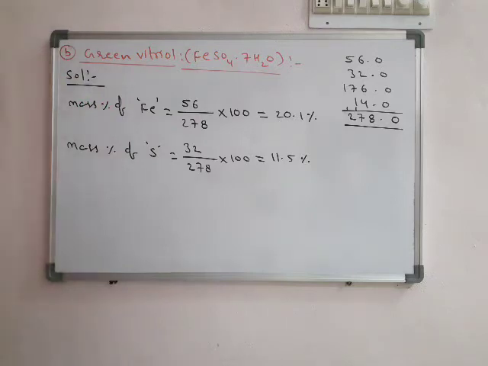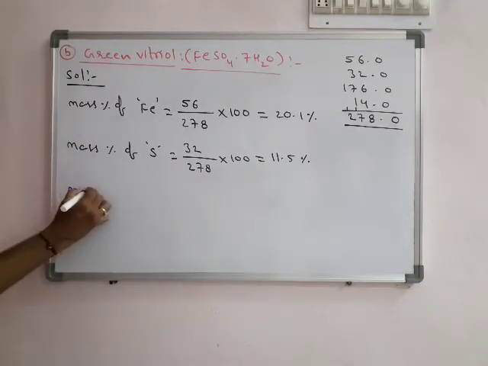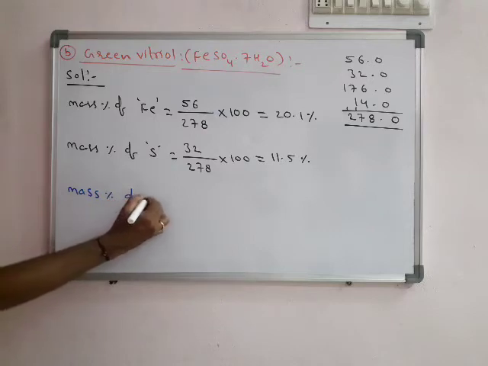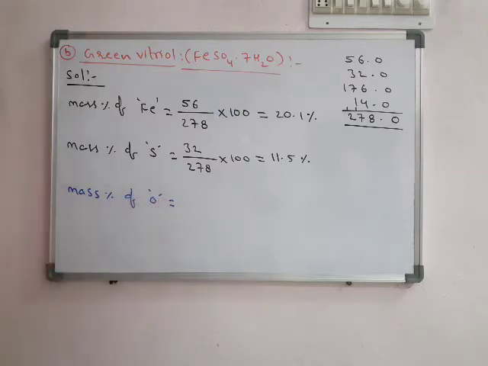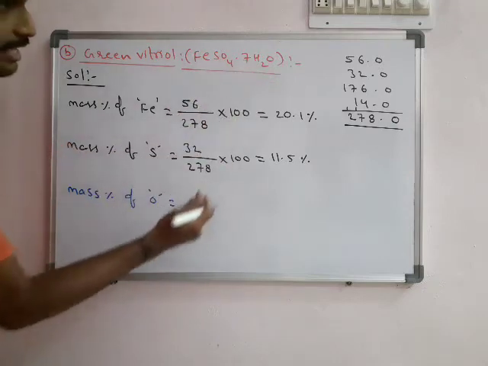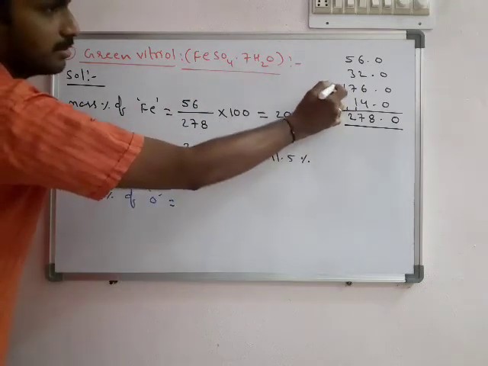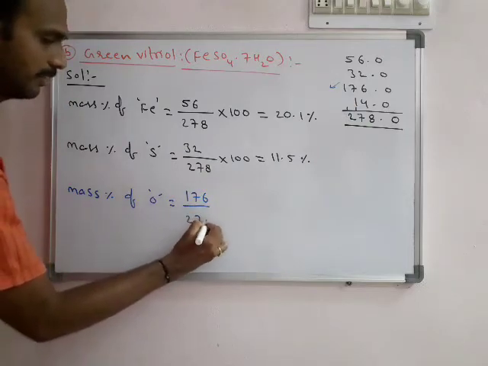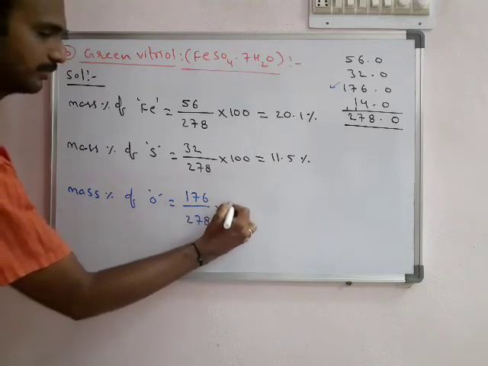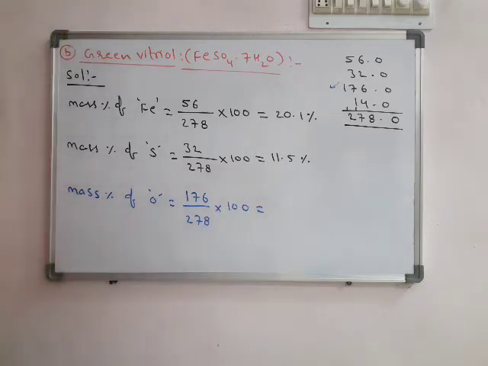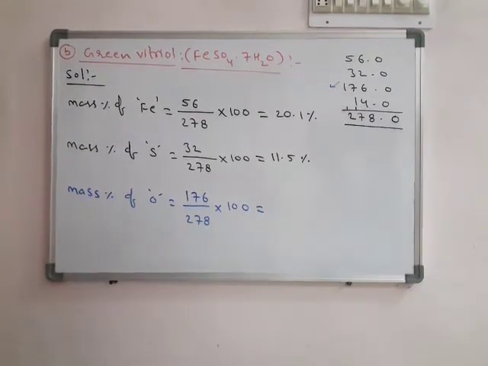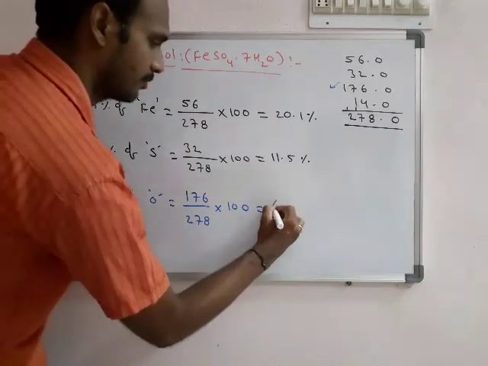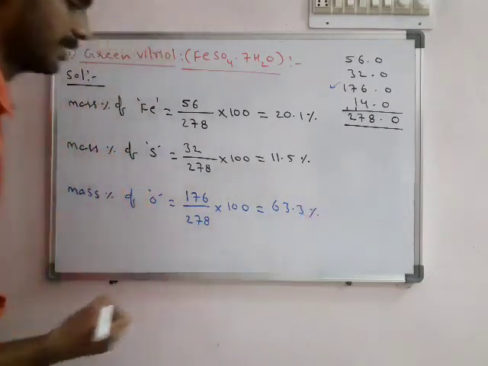Next, what are the remaining? Mass percentage of oxygen. So how many oxygens are there? 4, 7, 11 oxygens. Total oxygen how much? That is 176. 176 by total 278. So maximum percentage is for oxygen. So again on this calculation we will get 63.3 percentage.